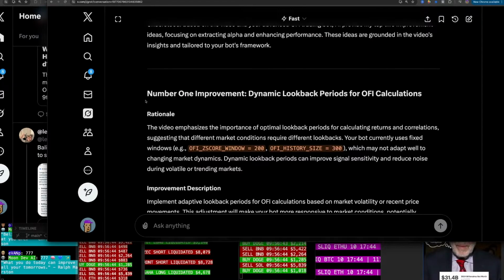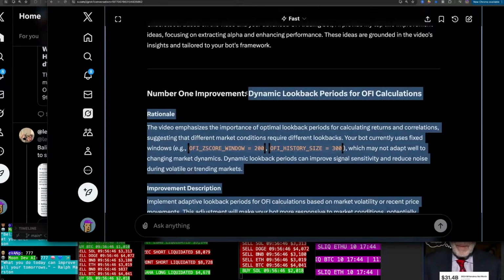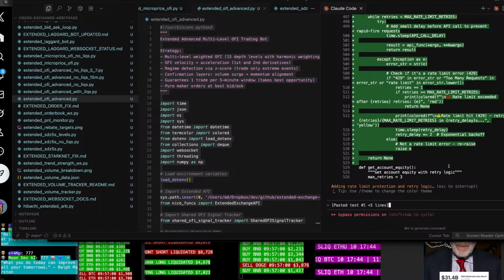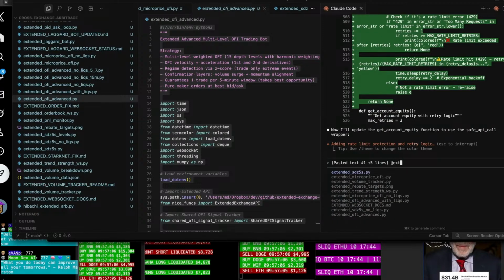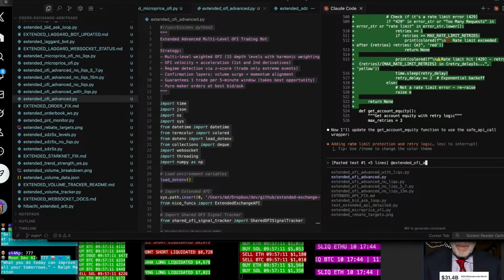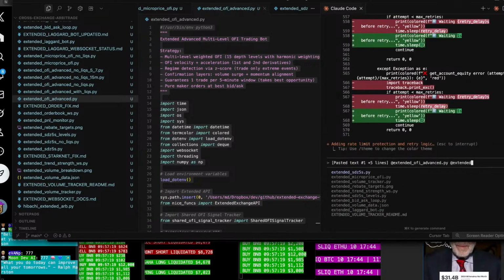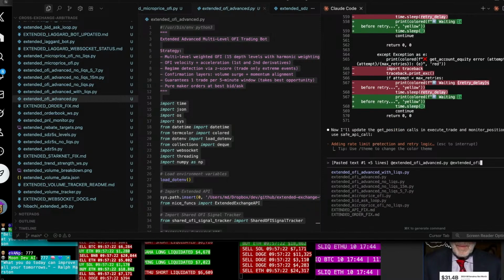Okay, so I'm going to go, and then I'm going to put it on the list. Okay, she got a little something here. But we're going to go ahead and say OFI advanced, I believe. Yeah. Extended OFI advanced. And then I'm going to do it with the same one, but OFI advanced with legs, no legs.